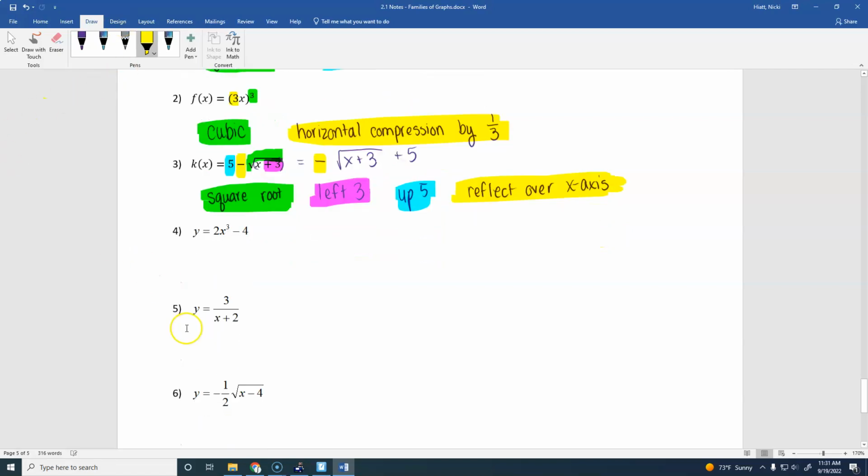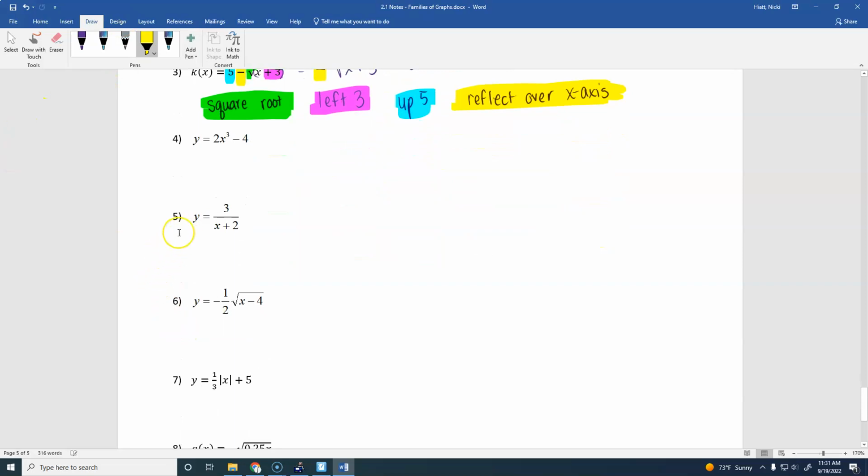All right, so make sure we get time to do this one. Let's skip down to 5, because 5 can be confusing. What is the parent function for 5? Anyone? It is rational. We know it is rational because it's got an x in the denominator. If you have an x in the denominator, that's going to make this rational.